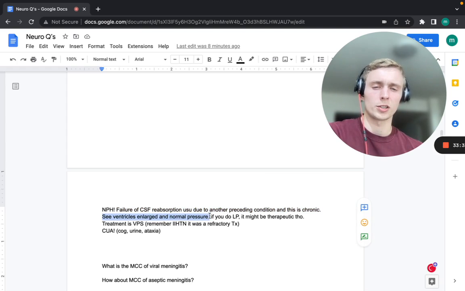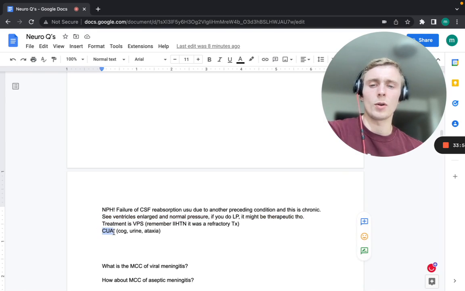However, there's a normal pressure. So I don't know how there can be a normal pressure if the ventricles are getting bulged and enlarged, but nonetheless, we do have a normal pressure, which is different from the idiopathic intracranial hypertension, pseudotumor. So the ventricles are going to be bulged if you get an MRI, and there'll be normal pressure, however. If you do an LP, it might be therapeutic as well, taking off some of that fluid.